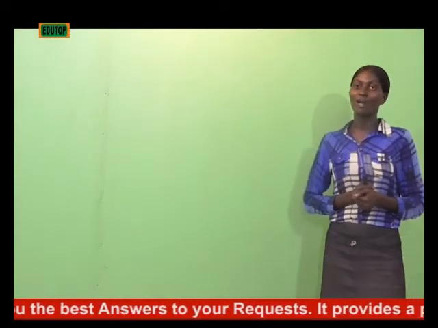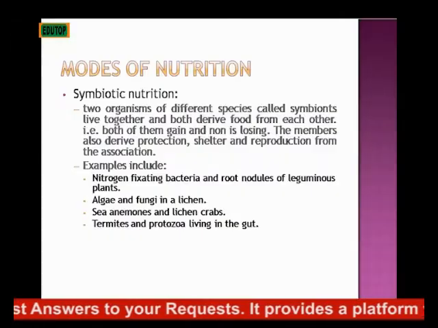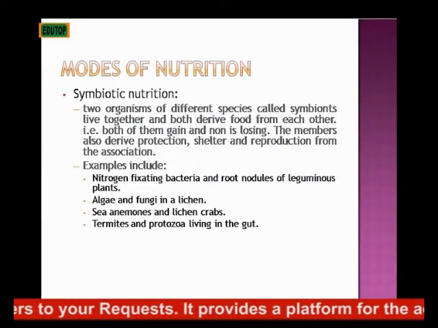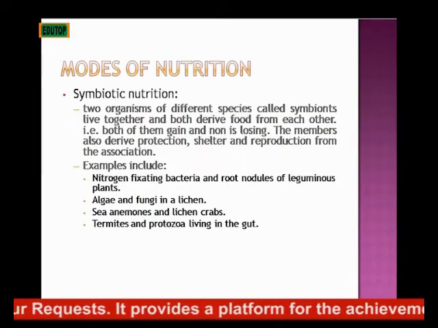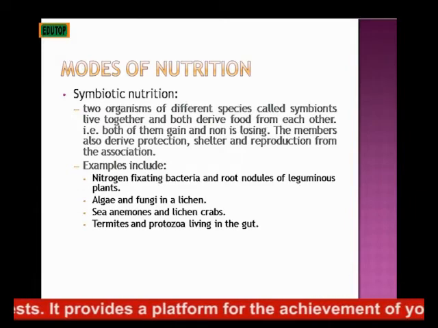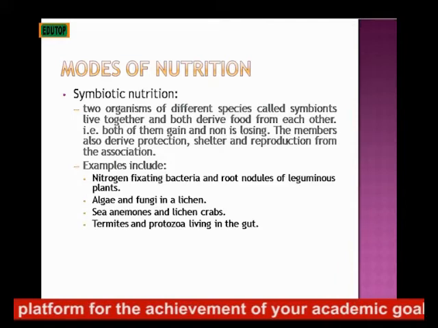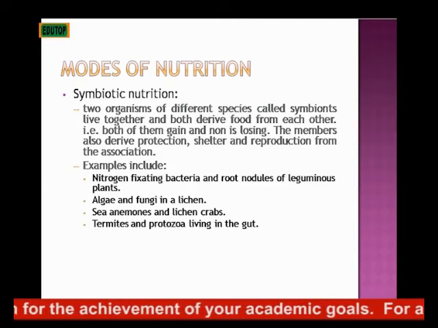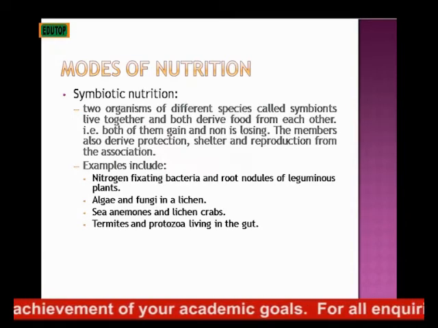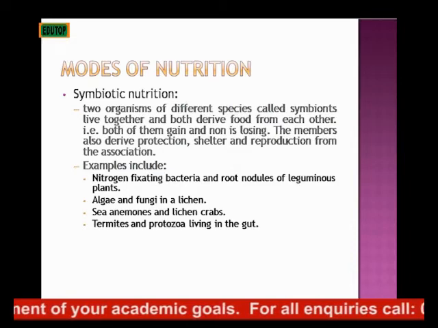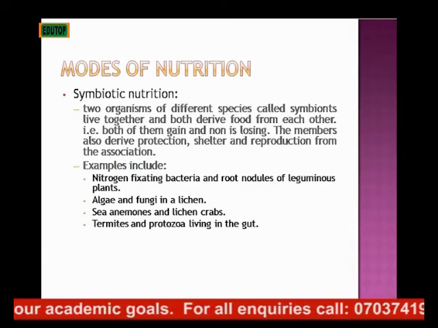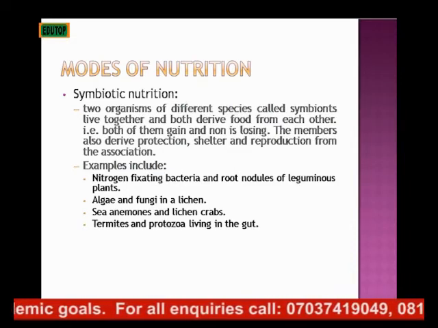Another mode of nutrition, we have the symbiotic nutrition. Symbiotic nutrition involves two organisms of different species that live together and derive food from each other. They both derive food from each other. They are organisms of different species. They come together, they derive food from each other. They both gain. None of them is losing.